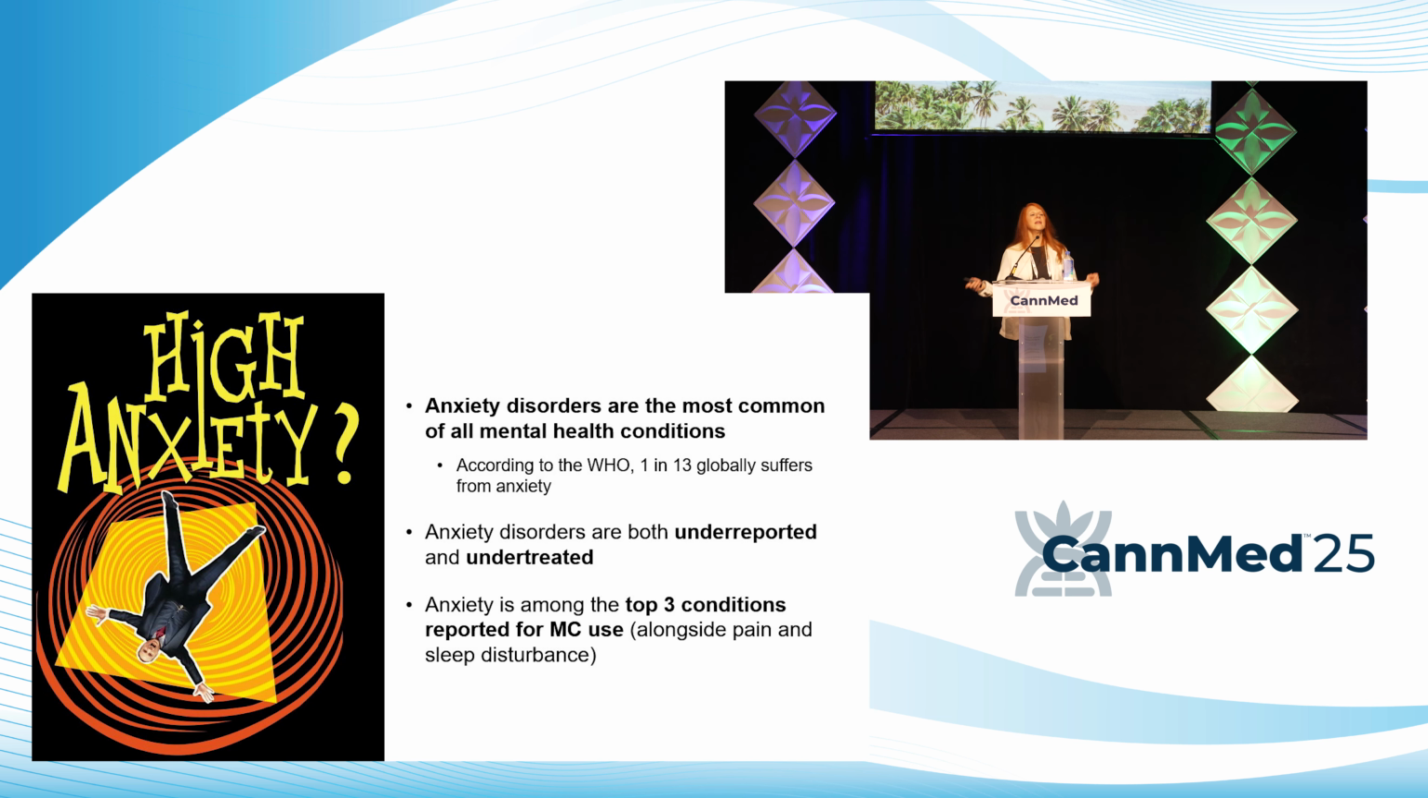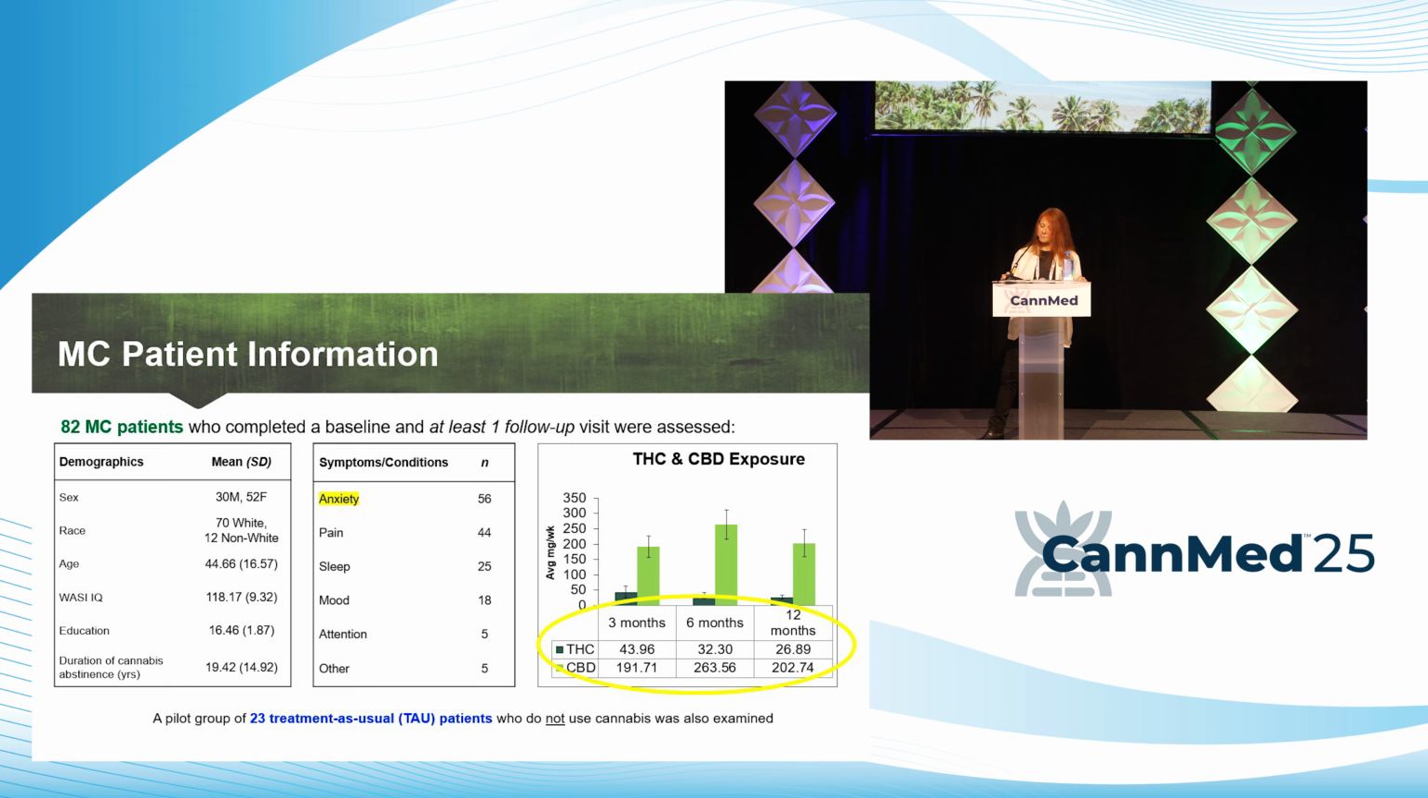So where did we start? McLean Hospital, the oldest psychiatric hospital in the country. We are psychiatry 100% of the time, 24/7, 365. Where did we start? Anxiety. Anxiety disorders are still the most common of all the mental health conditions. I will tell you, fun fact, COVID did not make this better. And I don't know if you've noticed, but most people will tell you, I don't know, the world seems like it's on fire. So it's not getting any better. We know that anxiety disorders are underreported and unfortunately undertreated, and it's among the top 3 conditions that people use medical cannabis for in this country, right? Alongside pain and sleep disruption.